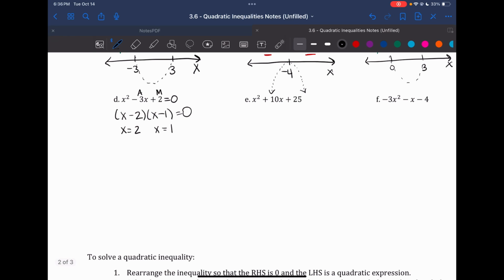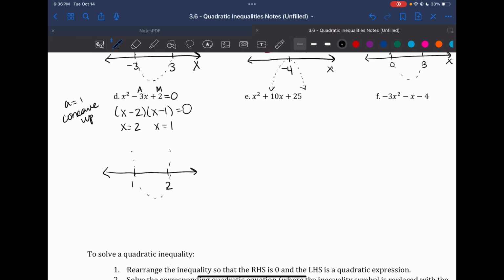Put those on your number line. There is no value in front, so it's a equals 1, concave up. Imagine your parabola going up. So again, this is plus on the ends, minus in the middle.